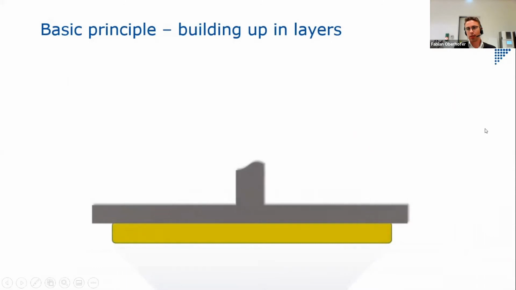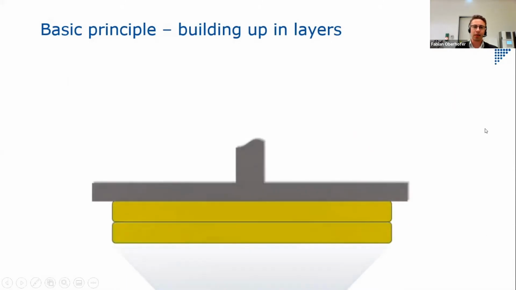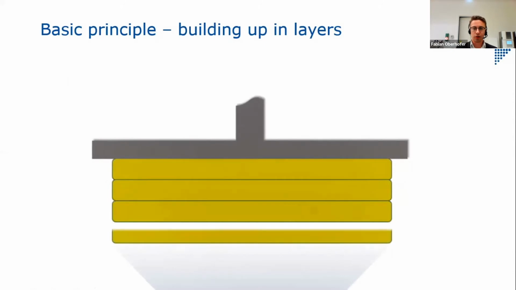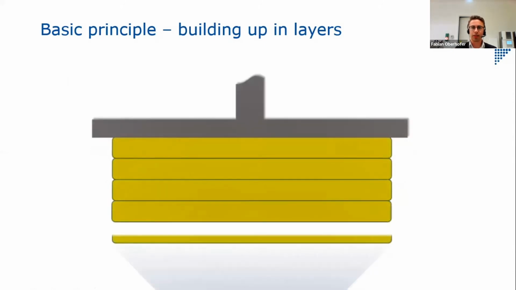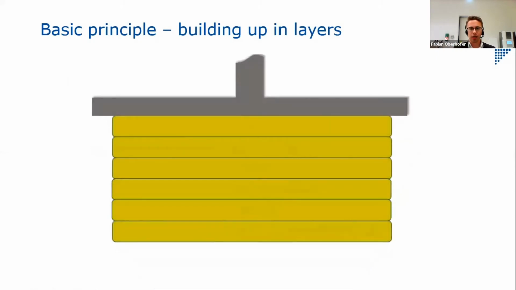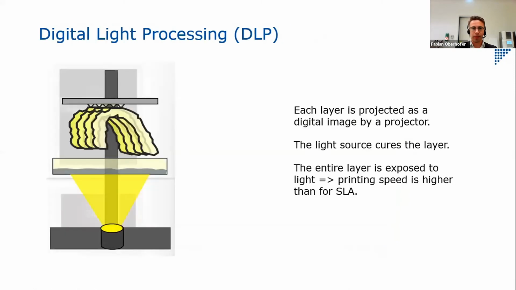Let me say a few words about the basic principle of 3D printing. As you can see in this short video, the whole object is built up in layers. So each layer gets cured, then the build platform raises one layer and the next layer gets cured. This is only the basic principle.